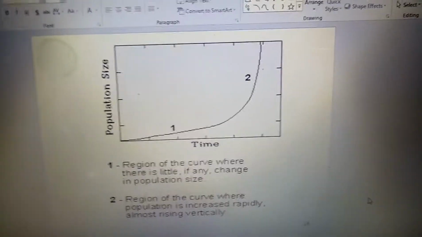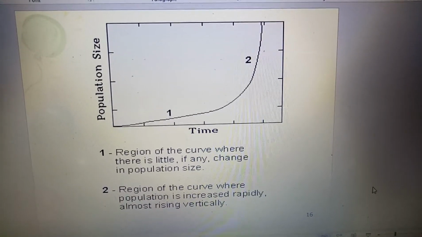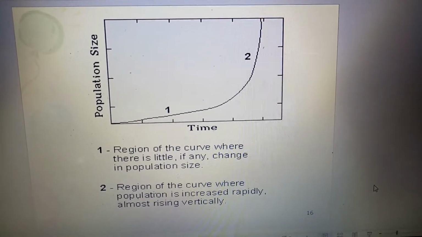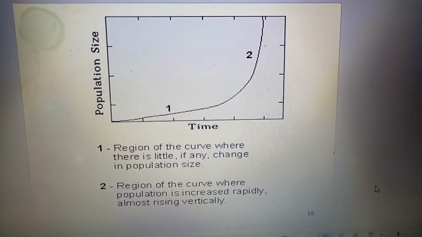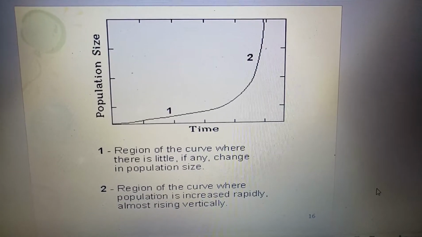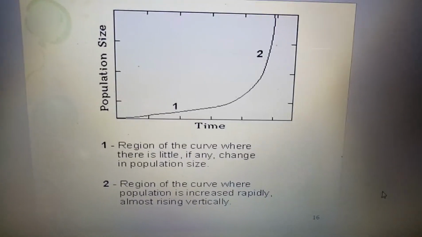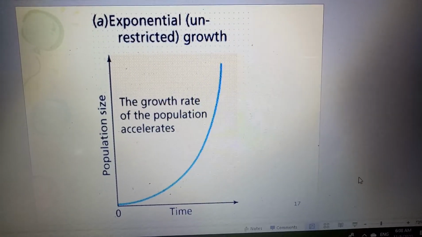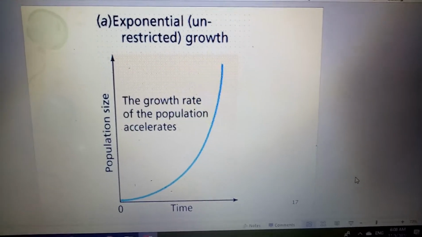As you can see from this slide, this is J-shaped, as I told you before. Number 1 is a region of the curve where there is little, if any, change in population size. Number 2 is a region of the curve where the population increases rapidly, almost rising vertically. This is exponential, unrestricted growth. Still on the J shape, the growth rate of the population accelerates.